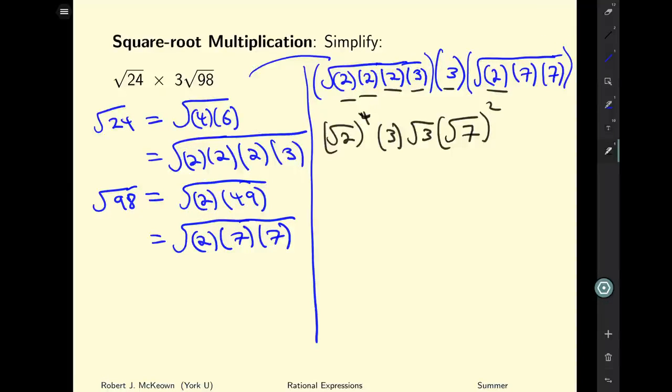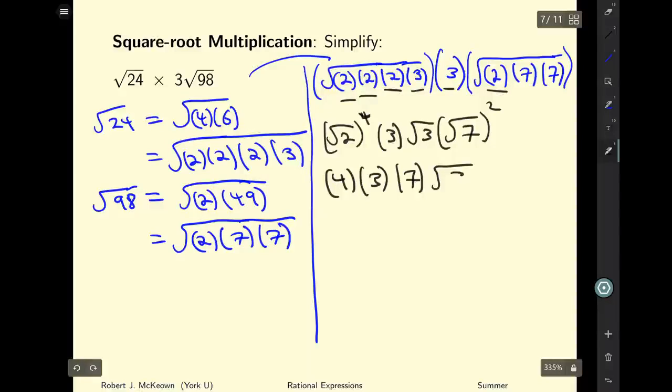Now, you should see that if I've got the square root and I've got the square, they're going to cancel each other out. So I've got the square root of 2 to the power of 4, squared. That's going to give me 4. And I've got the 3 that's still sitting there. And I've got the 7. And I've got the square root of 3. And now I'm going to have 12 times 7 times the square root of 3.